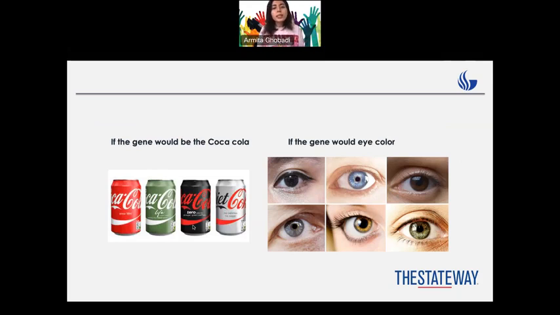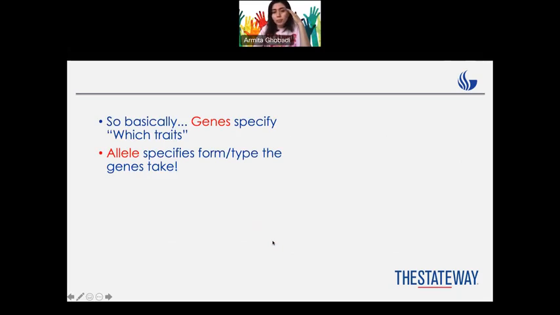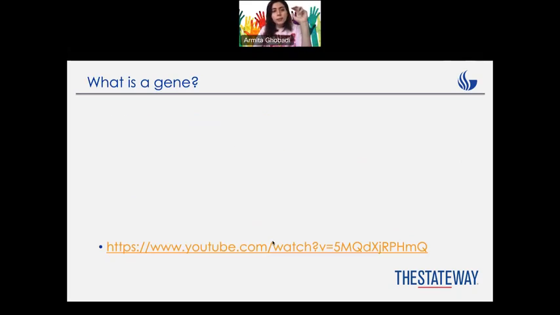But the point here is the brand is Coca-Cola, and different types can be the allele, like different types of the brand, like zero can be allele. Or like I said, we have eye color, it can be gene, different types of eye color, like you can see beautiful ones here, like black, green, or brown, they can be allele. So again, genes specify which traits, like hand size or skin color, yet allele specifies the form or the type. It is just more specific.